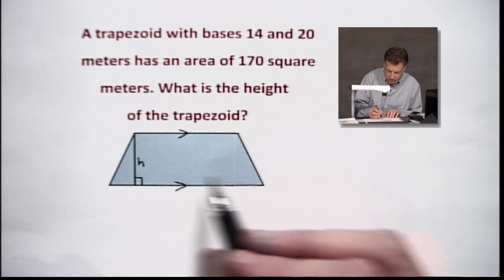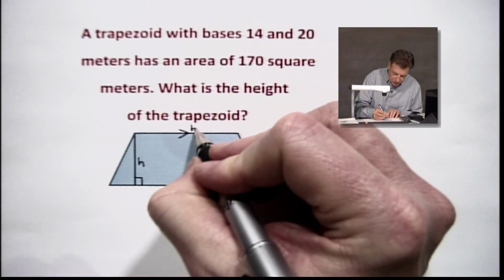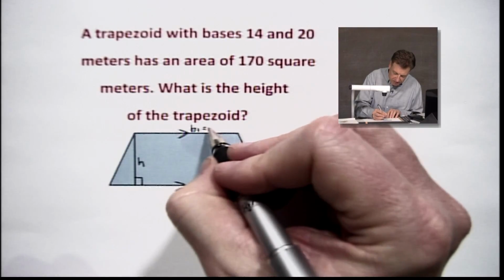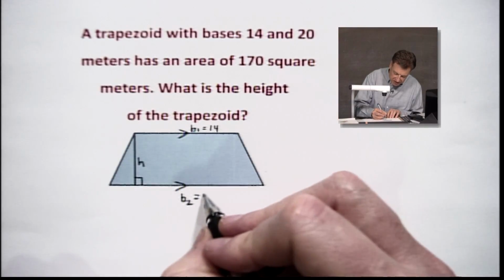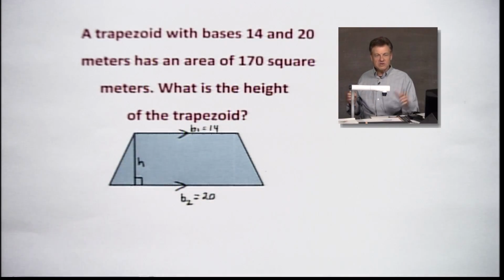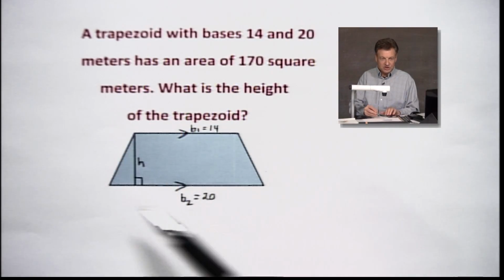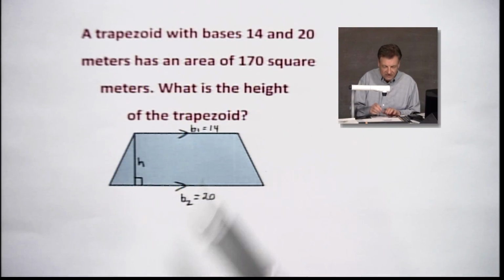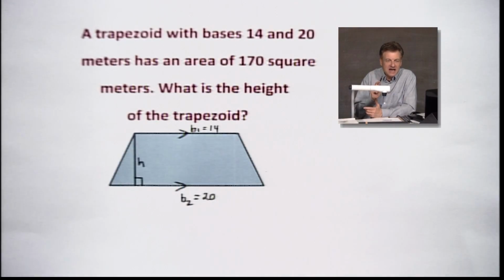Bases, folks, those are these little guys right here. So we can call this base 1 and we'll call this base 2. We actually know what they are. One of them is 14. One of them is 20. And you say, well, where's the 170? That's all this bluish, grayish blue area that you see inside the lovely figure there, all right? So we're hunting down the area.